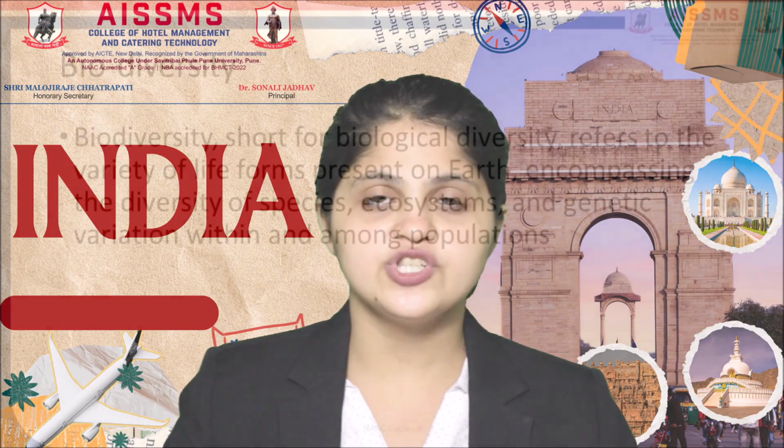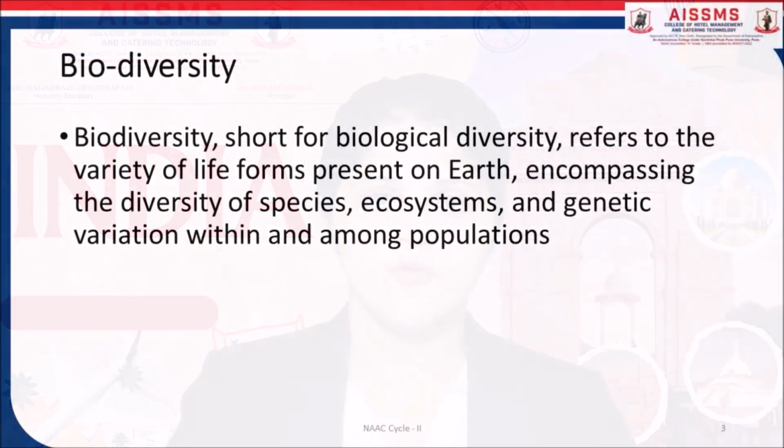Biodiversity is short for biological diversity, which refers to the variety of life forms present on Earth, encompassing the diversity of species, ecosystems, and genetic variations within and among populations. It is a measure of the richness and complexity of life at different levels of organization, from the genetic diversity within individual species to the diversity of habitats and ecosystems across the landscapes and continents.